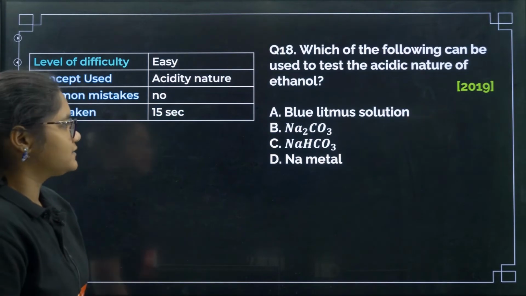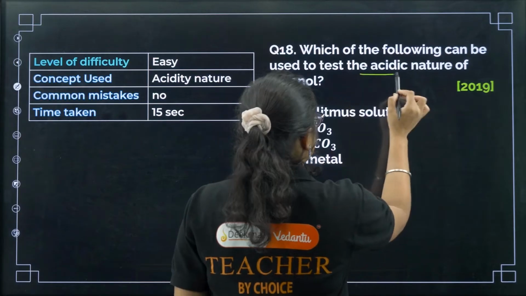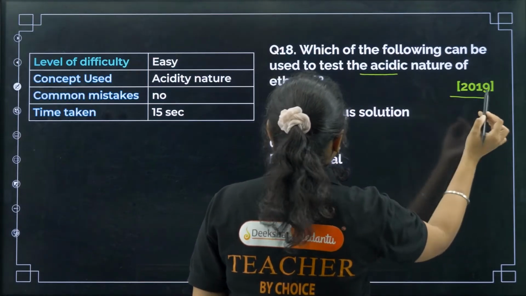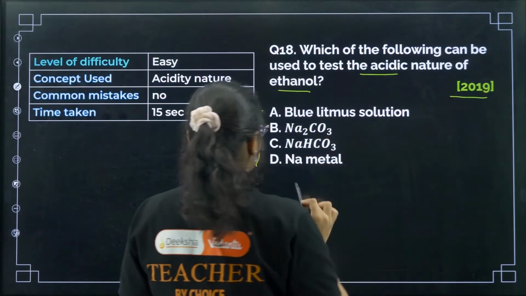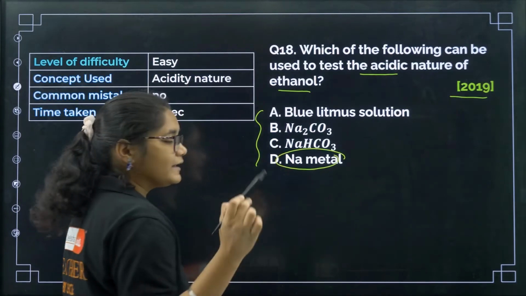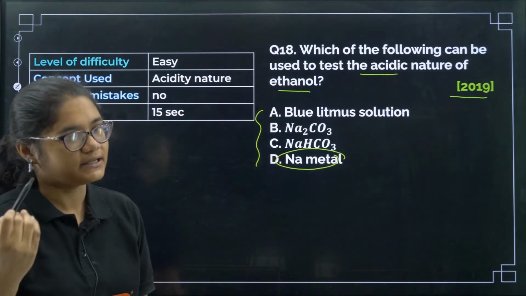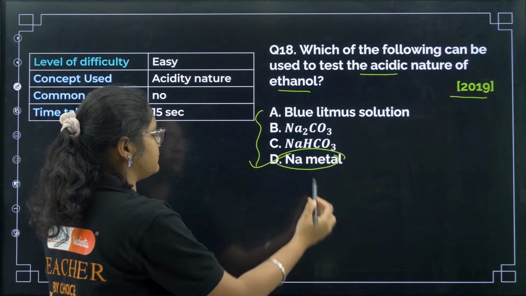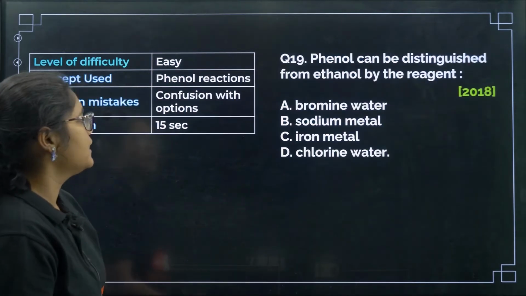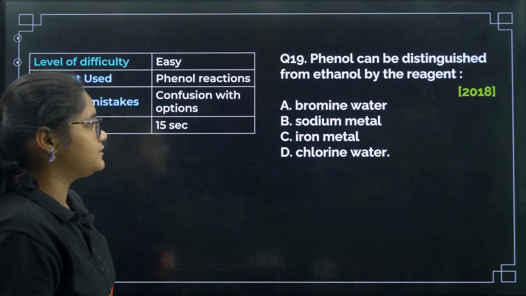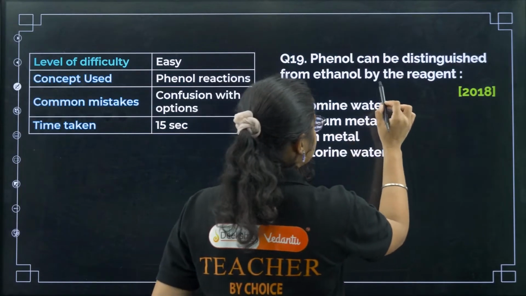Okay. Next question, which of the following can be used to test the acidic nature of ethanol? 2019 question. This reactivity, if you have seen reactions with metal, test the metallic or the acidic nature of the compound. Option number D will be the correct answer here. Okay. Next question, phenol can be distinguished from ethanol by the reagent.